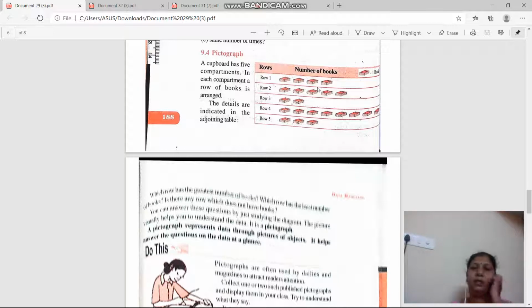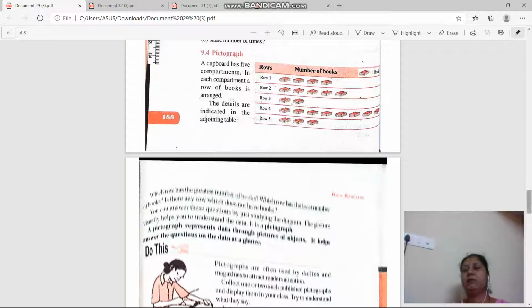See here, how many books are there in the first row? 1 2 3 and 4. How many books are there in the second row? 1 2 3 4 5. In the third row, 1 2. In the fourth row, 1 2 3 4 5 6 7 8. 8 books are there. In the fifth row, 1 2 and 3. 3 books are there.